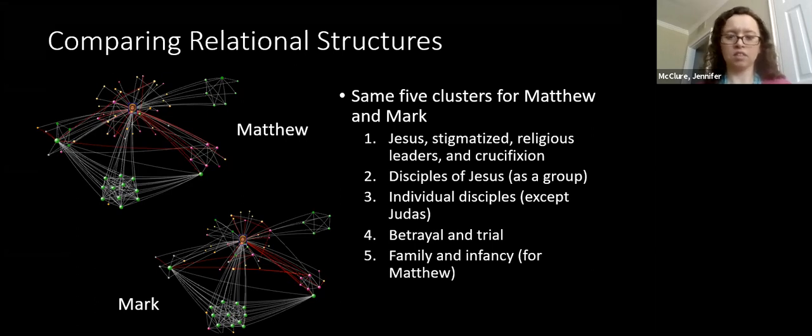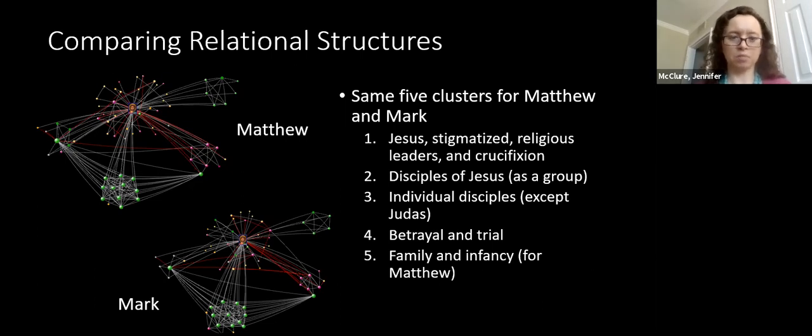The first cluster, where you see the little icon of Jesus, includes Jesus and stigmatized people who otherwise didn't have other connections within the network. Some of the religious leaders, including the Pharisees and Herod Antipas, are in the first subgroup. And then also people who are involved in the crucifixion. So the soldiers and the 2 criminals with whom Jesus was crucified are all in the same subgroup.